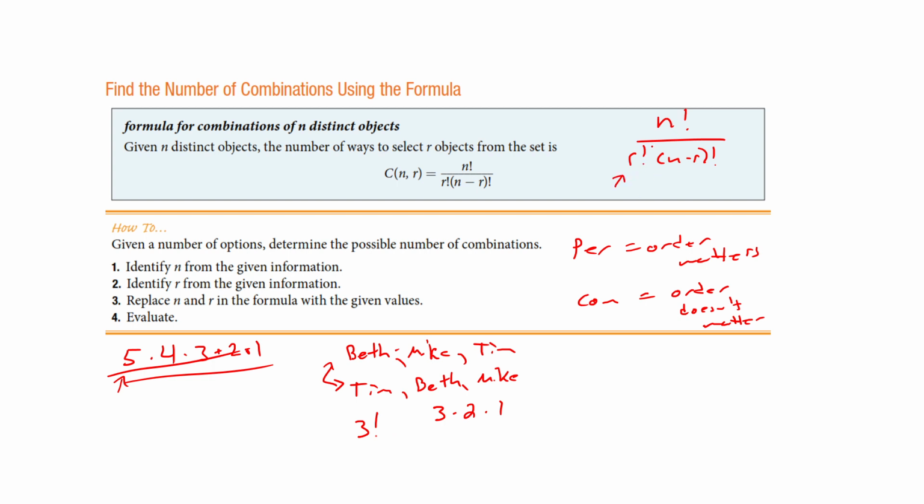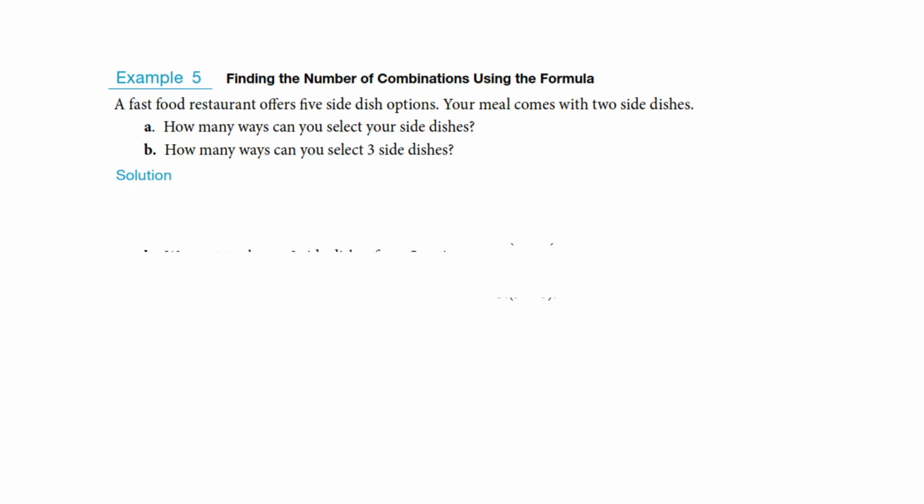Combination: I don't care who's first, I don't care who's second, I don't care who's third. I just want to know all the groups where the people get picked. So we're going to divide away the repeats. Beth, Mike, and Tim is the same as Tim, Beth, and Mike, and there are several other options here. The repeated arrangements don't mean anything to me, so I'm going to divide them away. If I'm taking groups of 3, I'm going to divide by 3 factorial because I don't care about the order. If they got picked, they got picked. I don't care if they're first, second, or third. Okay, so let's take a look at this.